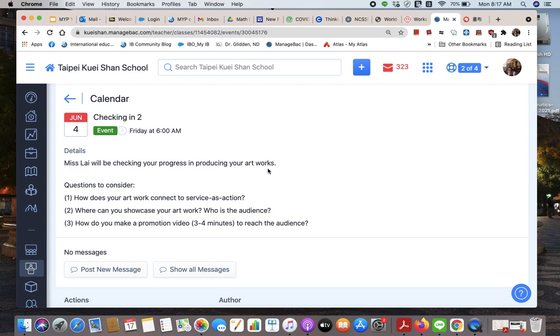So some questions to consider before you create. How does your artwork connect to services action? In other words, you want to think about how it can really decorate Lanyard campus and how people would appreciate that. Number 2, where can you showcase your artwork? Who is the audience? Are we going to put it in the library? So where are we going to put that? At the corner or at the center?